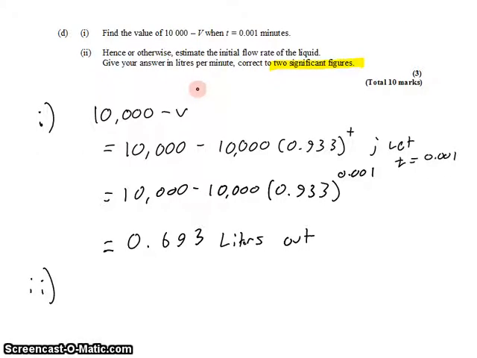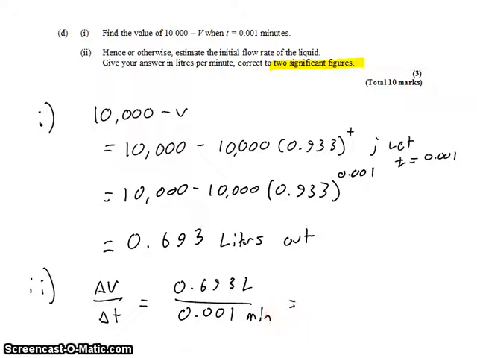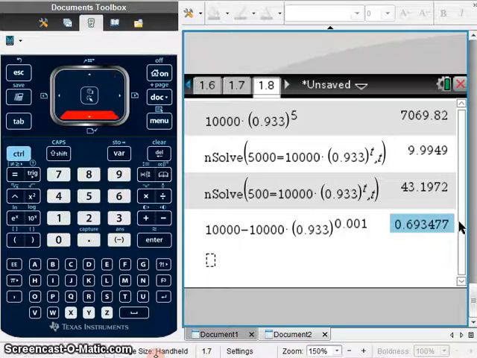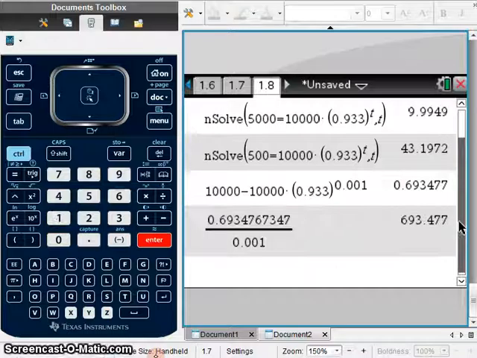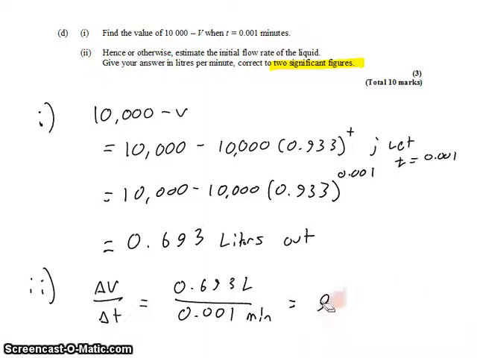So we want to know how many liters per minute are leaking out of this tank. This is the change in volume with time. The change in volume that has occurred is 0.693 liters. And the time that it's taken is 0.001 minutes. We'll punch that in the calculator. Let's grab that answer, divide it by 0.001 minutes. We get 693, which to two significant figures is 690 liters per minute.